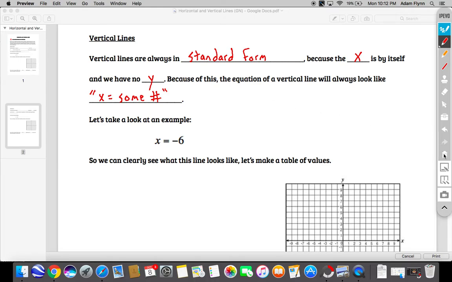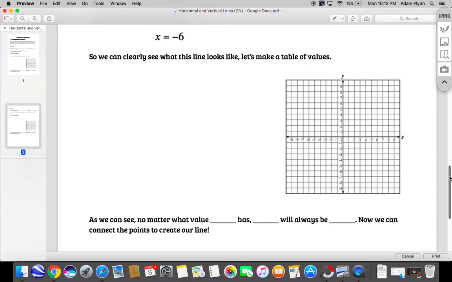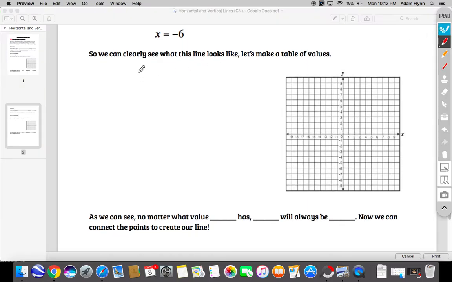I'm going to scroll down to take a look at the full example. Just like I did for horizontal lines, I'll make a table of values, but instead of my y column all being the same number, my x column will all be -6. Because what my equation reads is x equals -6. So our x coordinate will always be -6. And from there I can plug in random values for y.